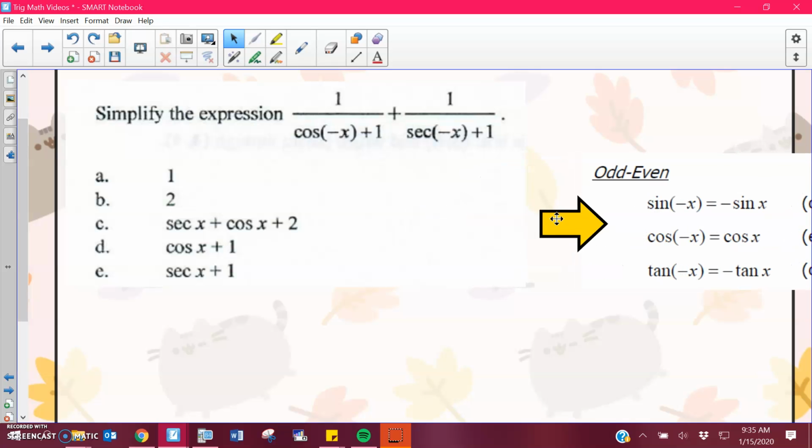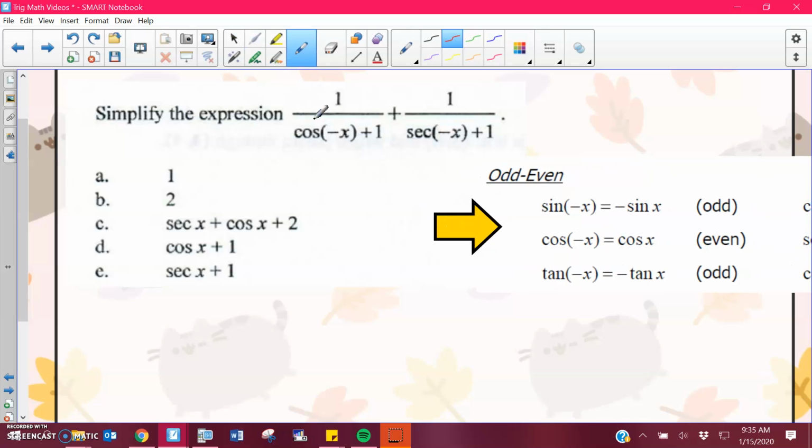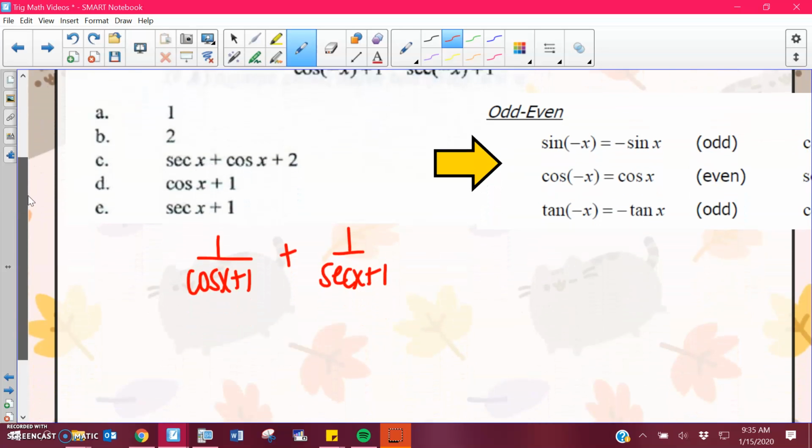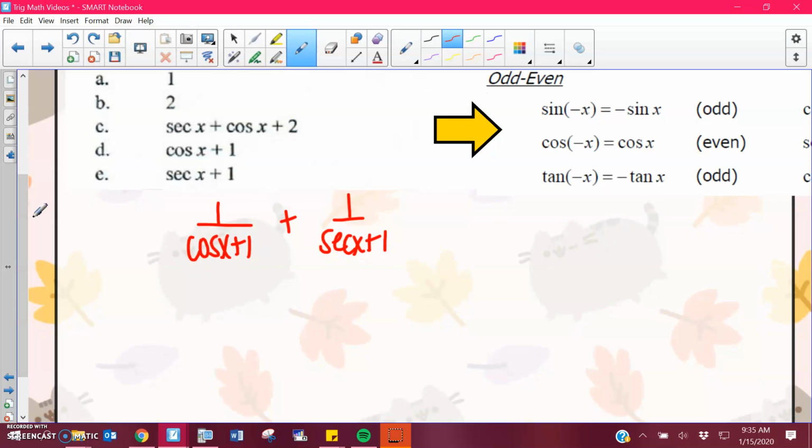So that negative really has no bearing at all for this problem. Really all this problem is doing is 1 over cosine x plus 1 over secant x plus 1. Okay? So if you knew that, you could plug into your calculator pretty quickly and test out those values. If you'd rather do the algebra behind it, you'd find a common denominator.